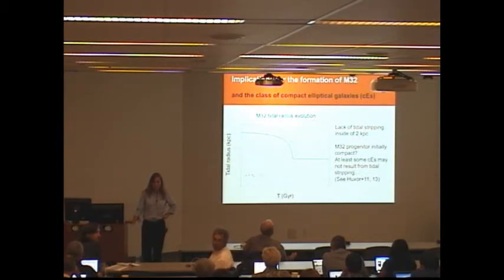I'm pretty sure M32 does have elongation of its isophotes beyond, I think, 2.5 arc minutes. This goes back to work by Steve Kent. Phil Choi did this for his thesis. You can see clear elongation of the isophotes beyond a certain radius. Okay. Not so much twisting of the isophotes, but just elongation.